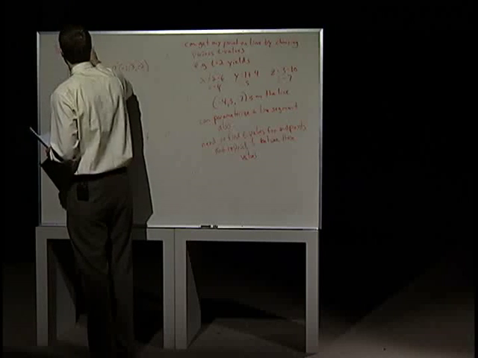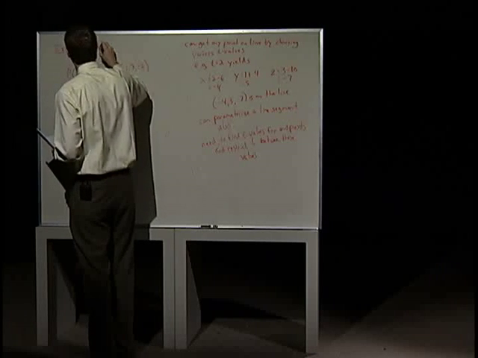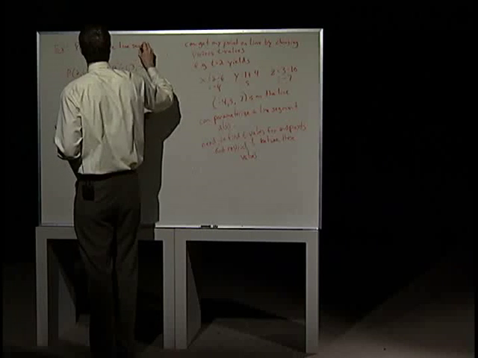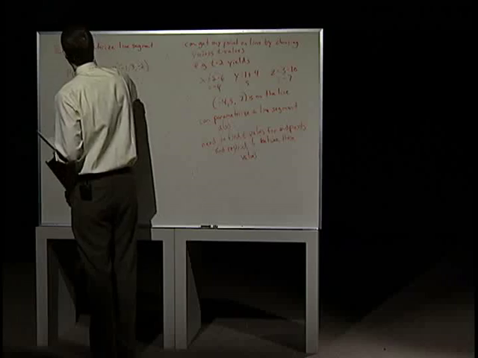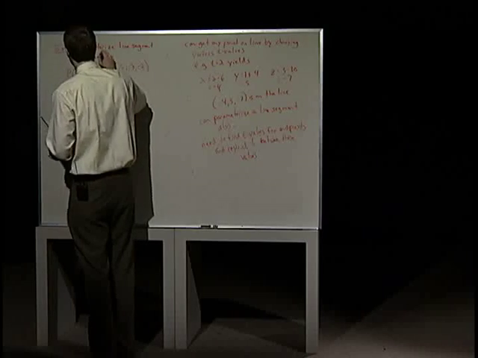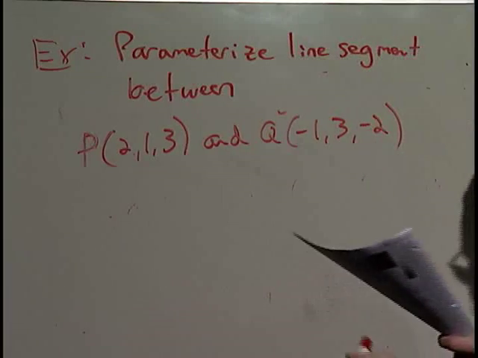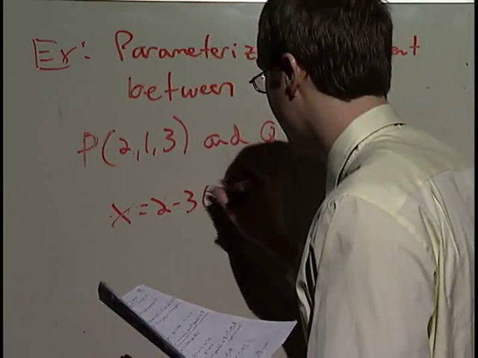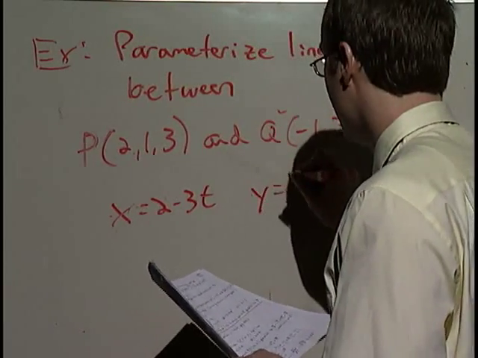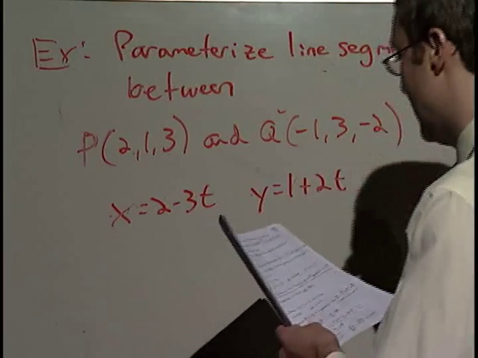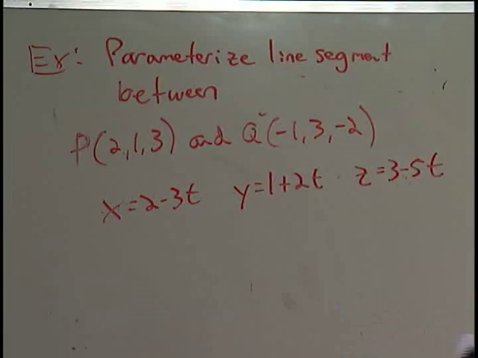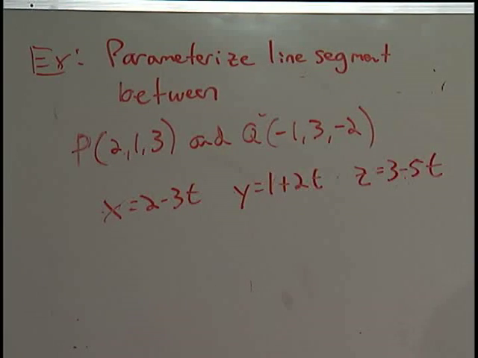So let's parameterize the line segment between these 2 points. Okay? And so we have the equations already. I just erased them, but we can write them again, certainly. y equals 1 plus 2t, and z equals 3 minus 5t. Right? Those are from the same example we just did.